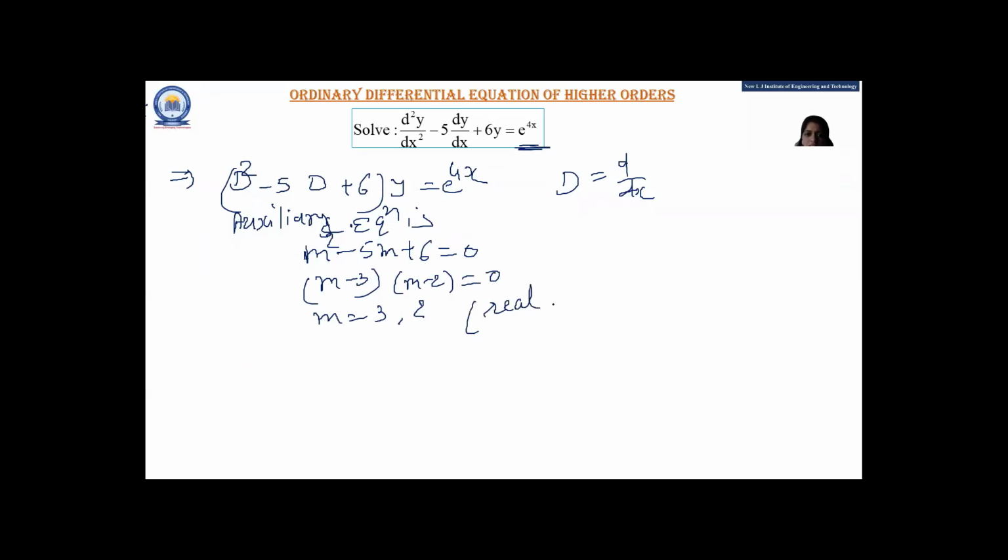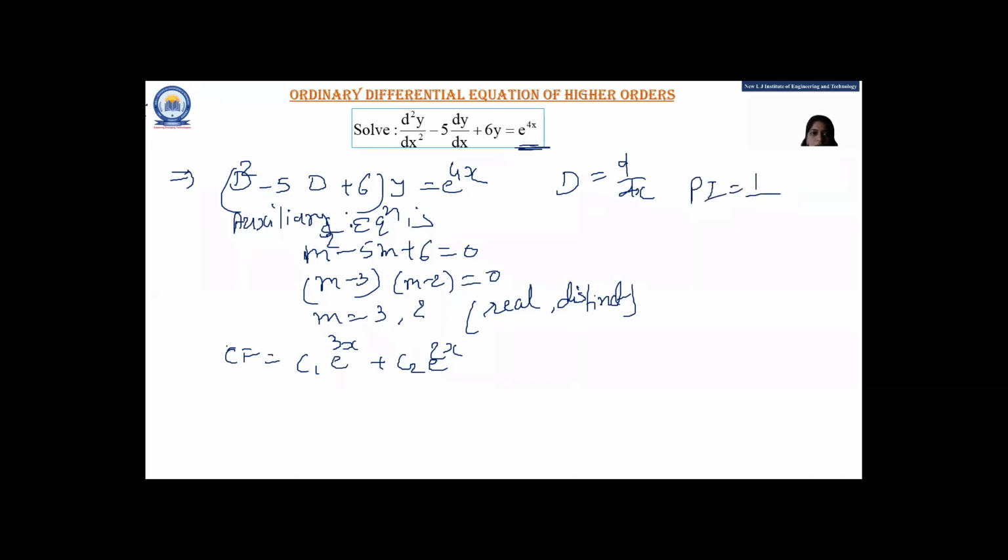So as per case 1 of the last lecture, if both roots are real and distinct, what is your CF? Your CF is C1 e raised to 3x plus C2 e raised to 2x. Got it? This is just part 1 of the solution. This is about the CF. Now, what about PI?